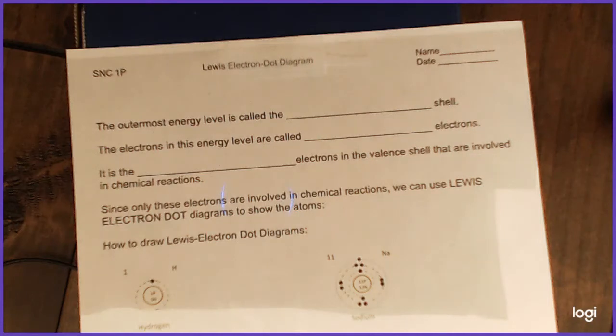Today what we're going to do is learn how to draw Lewis electron dot diagrams of atoms. Now you can call them Lewis diagrams, you can call them electron dot diagrams. It's all the same thing.